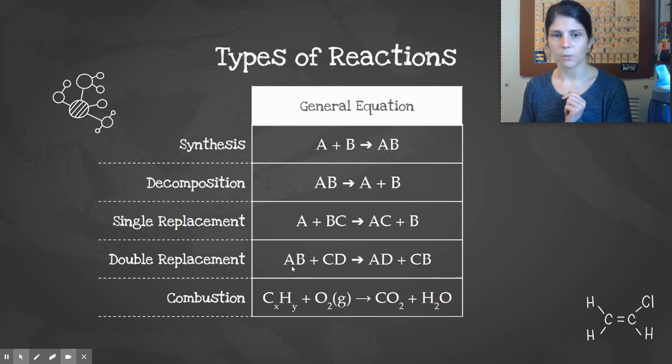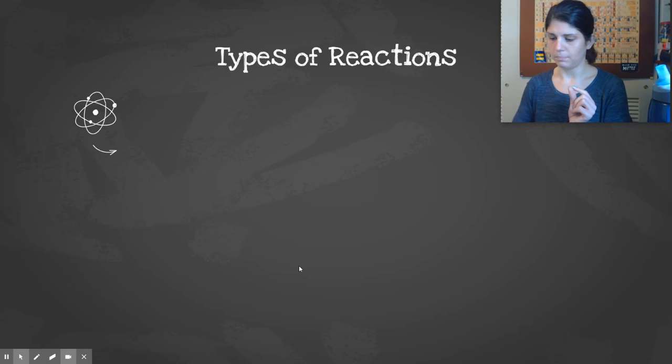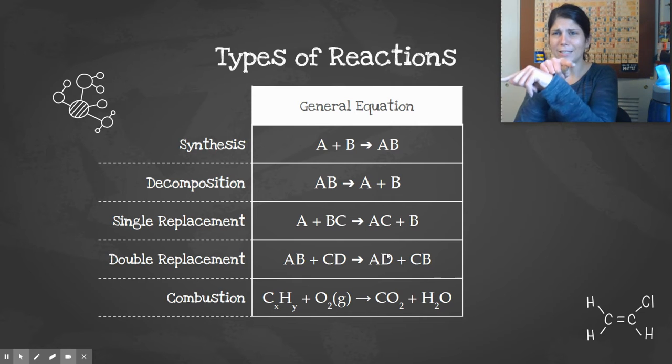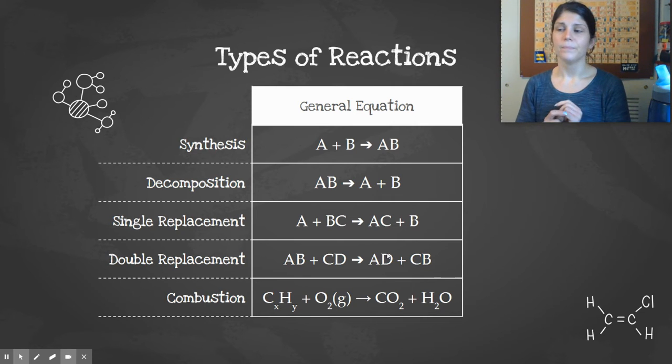So if you look carefully, we start with A, it's stuck onto B. C is stuck onto D. So my metals, A and C, just swap places. So now A is next to D and C is next to B. In a double replacement, both metals just replace each other. They just swap where they are.